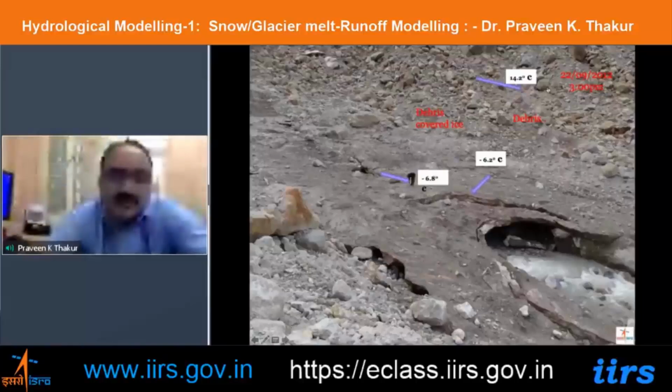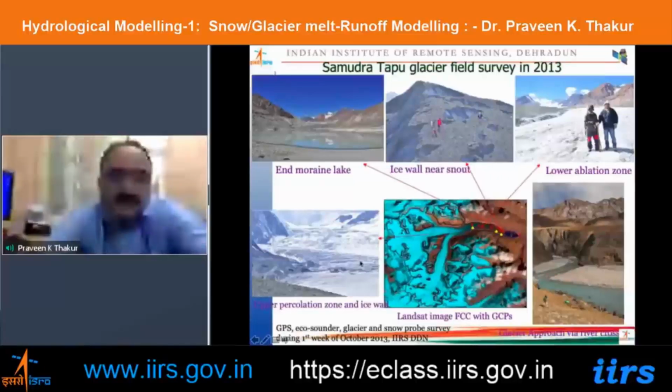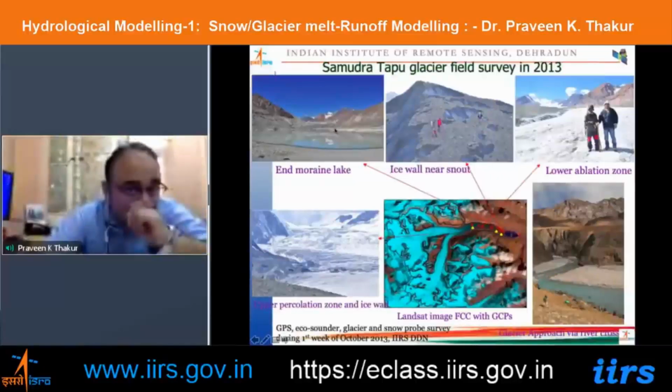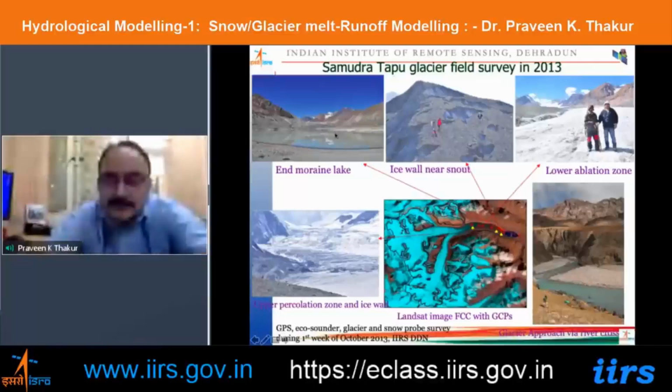This is the Meru Tapu Glacier here. This is the accumulation region, and this is the ablation region. This is the proglacial lake at the end of the glacier. This is the Gomukh in 2008 and 2014.